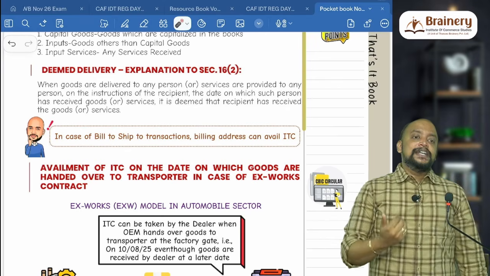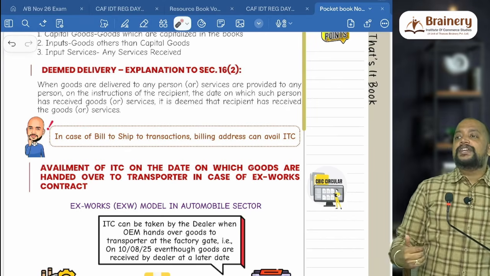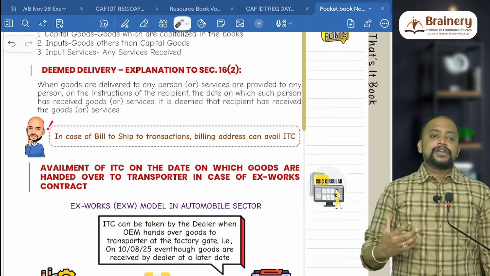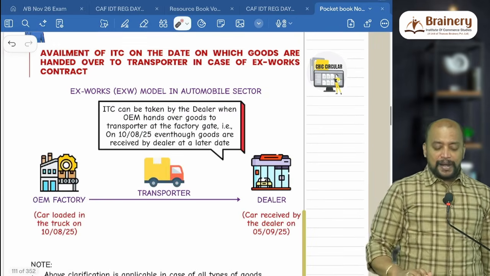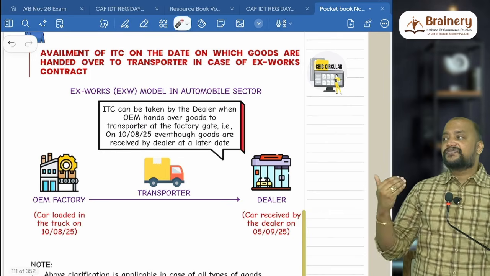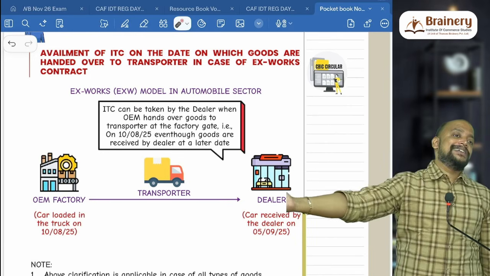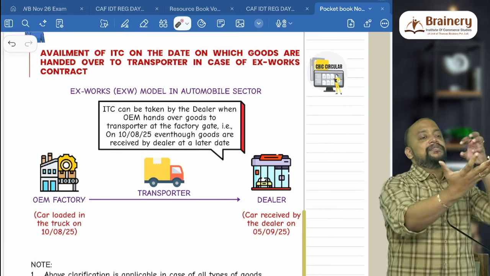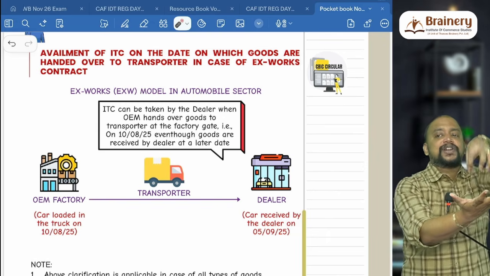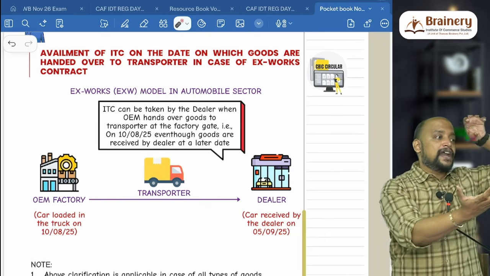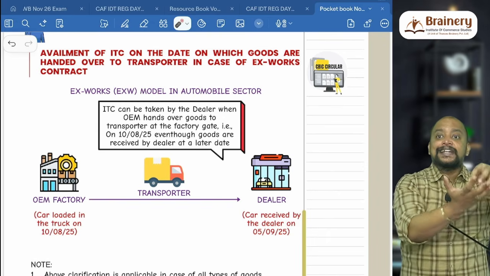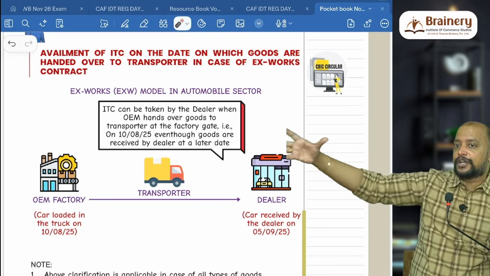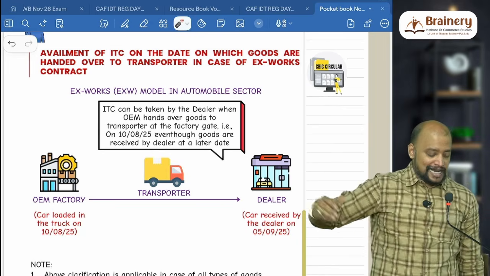And this point is extended in a circular for ex-works contracts. So in case of an ex-works contract, the supplier has to deliver the product at his factory gate and the recipient will arrange the transporter. Now the supplier will hand over the goods to the recipient's transporter. The day on which goods are handed over to the recipient's transporter, it is deemed that the recipient has received the goods and the recipient can avail the ITC.